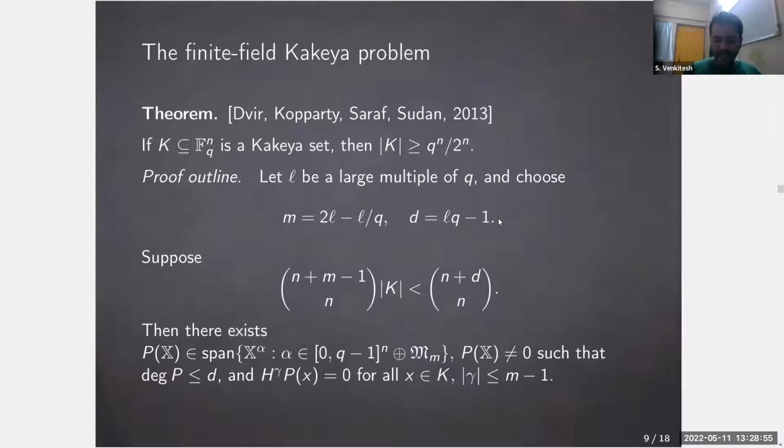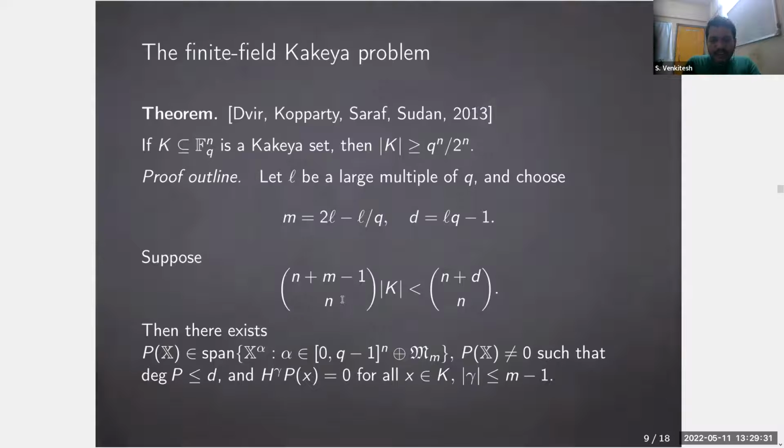But here's the thing. If you're considering polynomial evaluations of the derivatives up to order n minus 1, and the degree of the polynomial is at most d, then you have n plus d choose n many monomials to choose from. But the vector space of evaluations at all points in K, with components indexed by the derivatives, will have dimension n plus n minus 1 choose n times the size of K. Right. So let me start with this assumption.